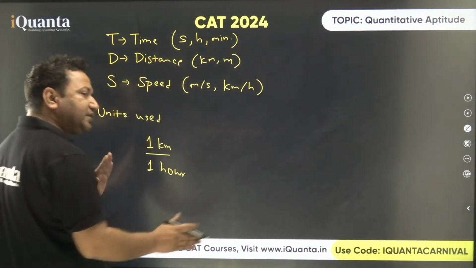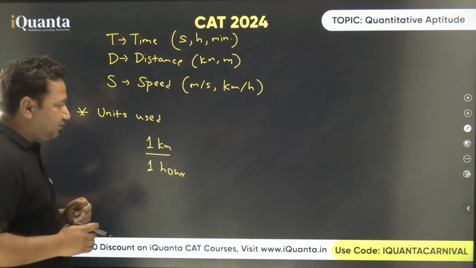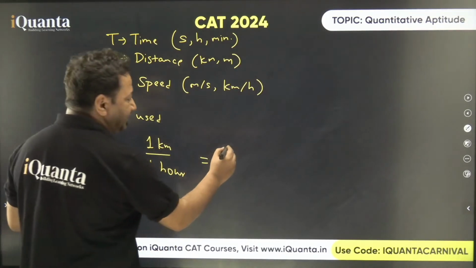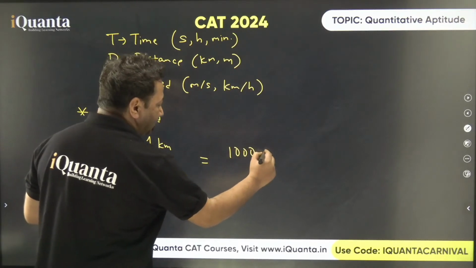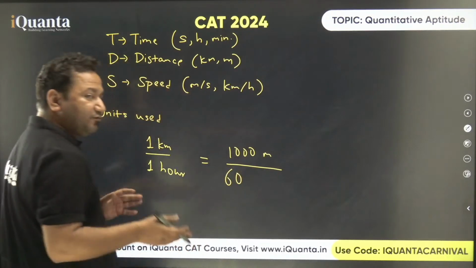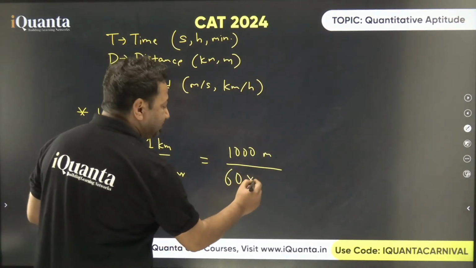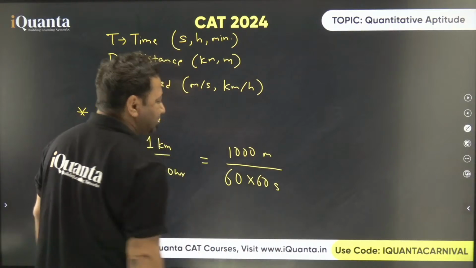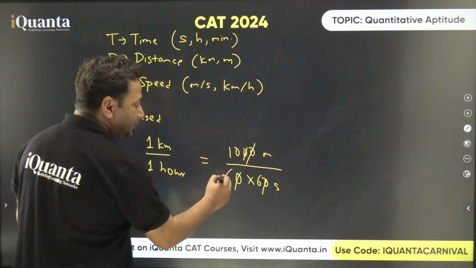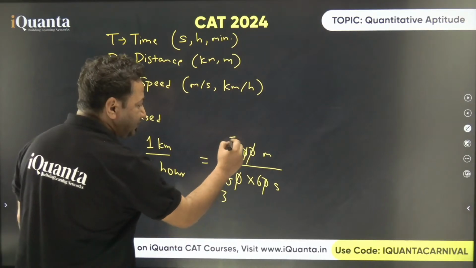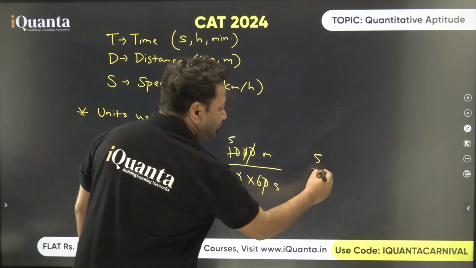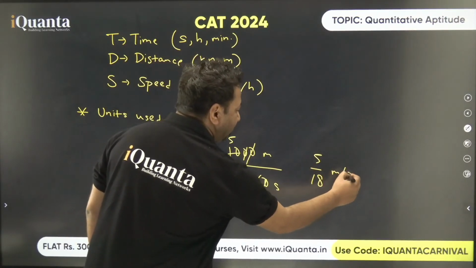If I want to convert this into meter per second, how do I convert it? Well, all of us know that in 1 kilometer there are 1000 meters. And in 1 hour there are 60 minutes, and in 1 minute we have 60 seconds. So overall 60 into 60 seconds. Clear? If I cancel it out, what do I get? 2 3s are 6, 2 5s are 10. So 5 upon 18 is what we get. 5 by 18 meter per second.